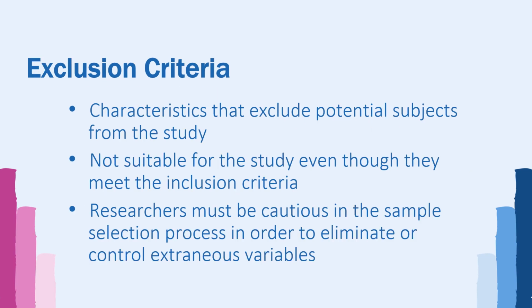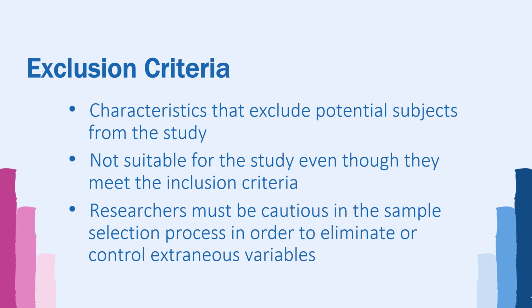Now, exclusion criteria, it is the characteristic that would exclude the potential subjects for the study. Those are people who are not suitable for the study, even if they would meet the inclusion criteria. And researchers must be cautious in the sample selection process in order to eliminate or control the extraneous variables. So what do I mean by that?